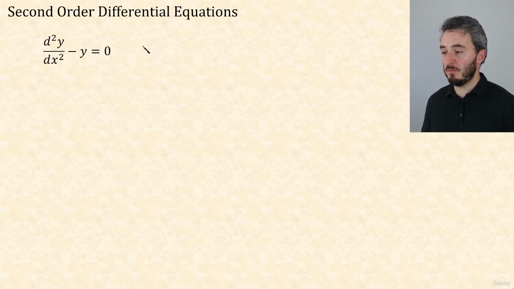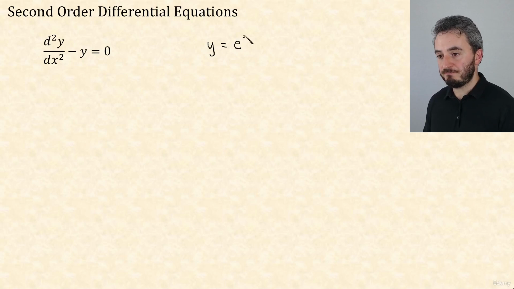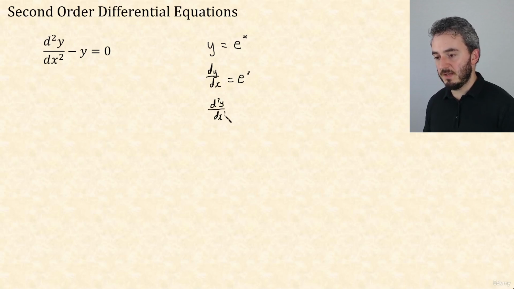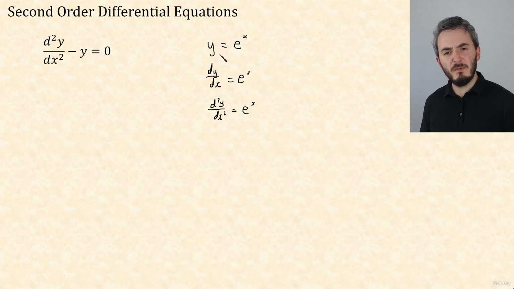Well, a good guess would be a function that just never changes. Now, e to the x is a good candidate for that. And indeed, y equals e to the x is one solution to this second order differential equation. The reason is simply that dy by dx is e to the x, and d2y by dx squared is e to the x. So yeah, d2y by dx squared minus y is indeed 0. Can we think of any other solutions?